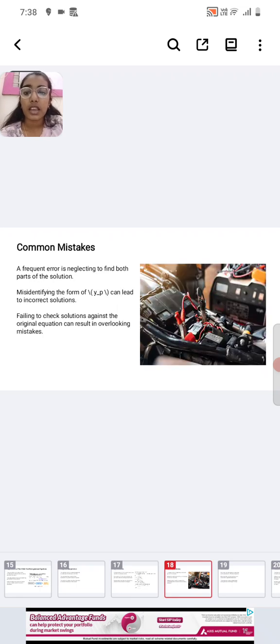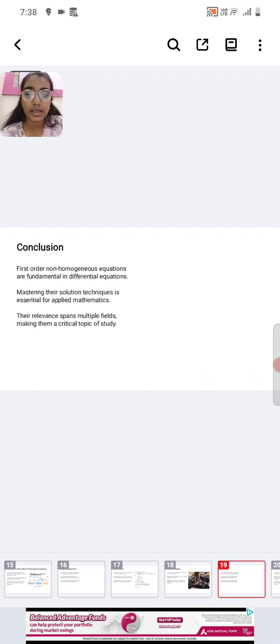Common mistakes. A frequent error is neglecting to find both parts of the solution. Misidentifying the form can lead to incorrect solutions. Failing to check solutions against the original equation can result in overlooked mistakes.